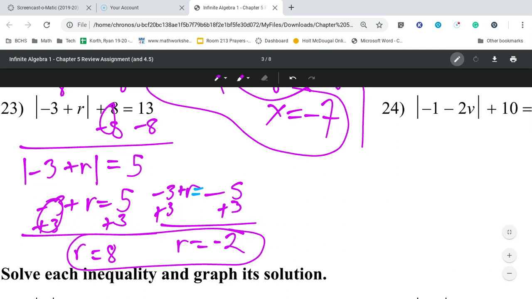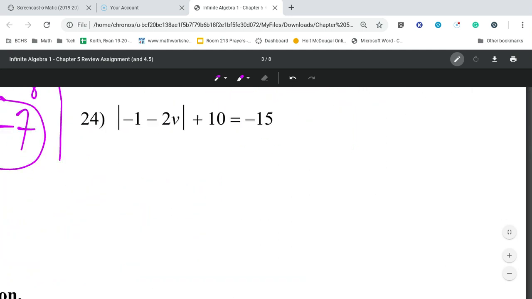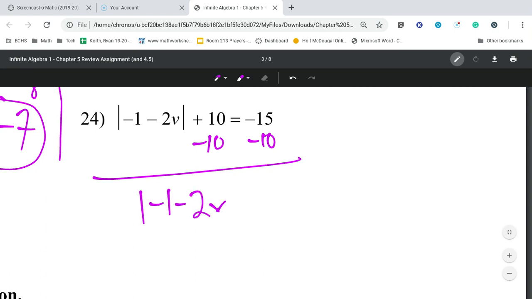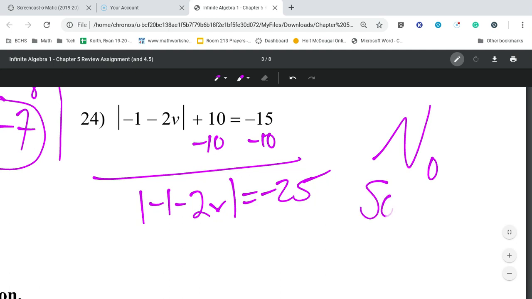Okay, 3 more. Step 1, absolute value by itself. Nope. Subtract 10 on both sides. Negative 1 minus 2v equals negative 25. Step 2, is it possible? Heck no. We're done. No solution. It is not possible to take the absolute value of something and end up with a negative number. You can only make that decision once absolute value is by itself. If we ended up like dividing by a negative, that would make the 15 positive, and we would just keep solving.